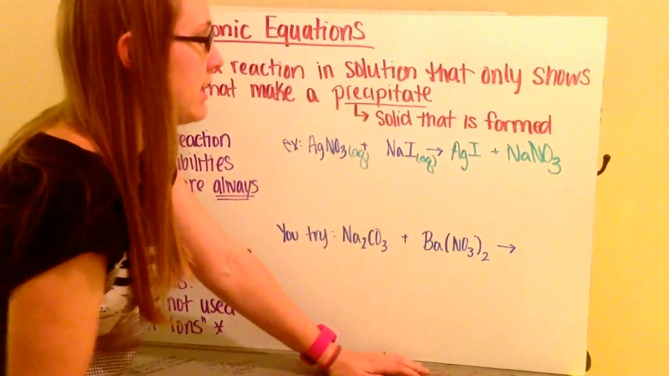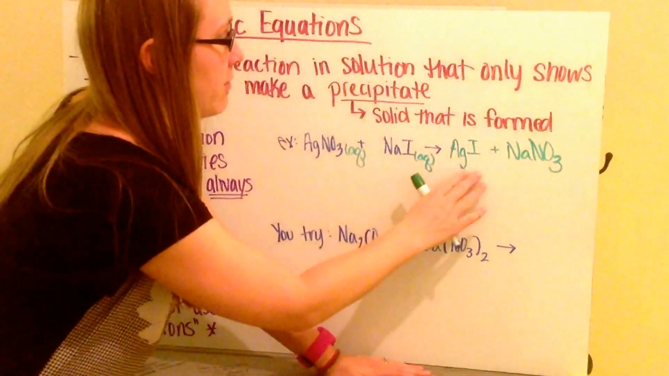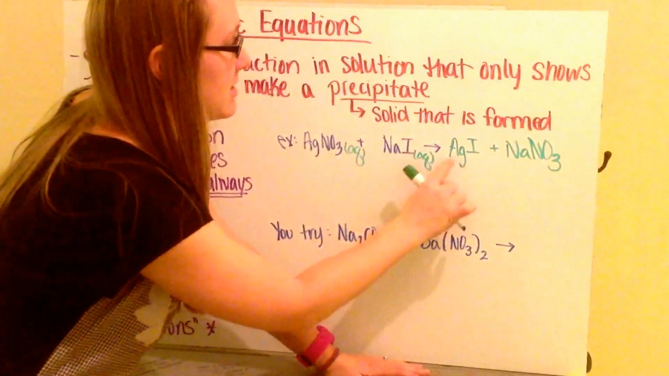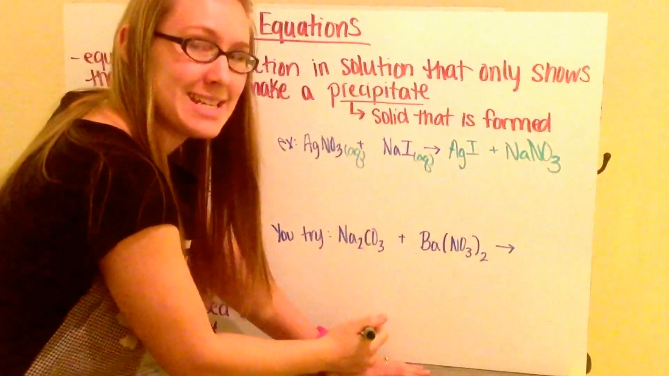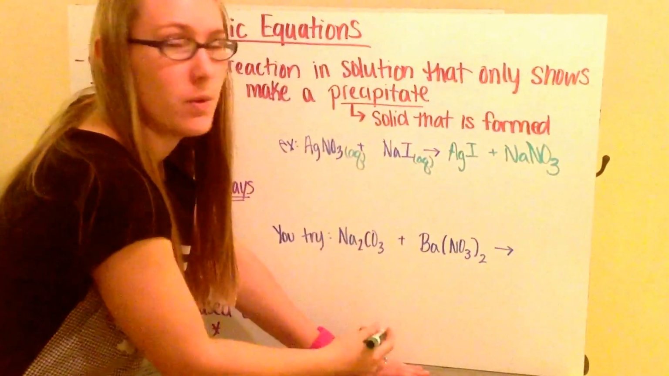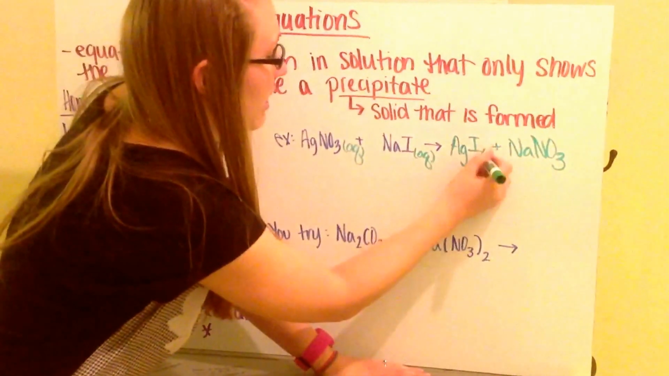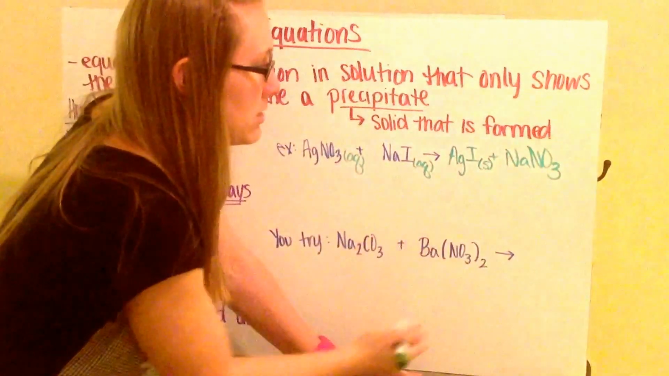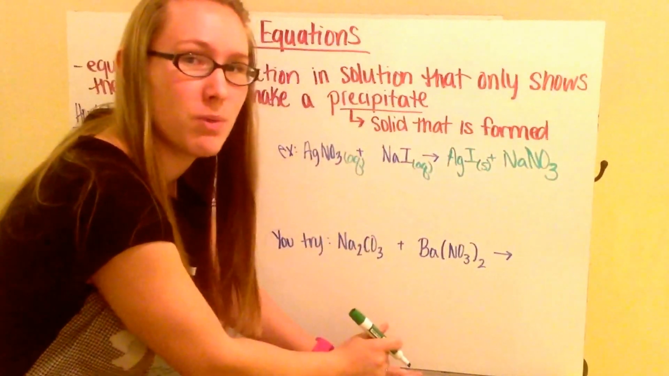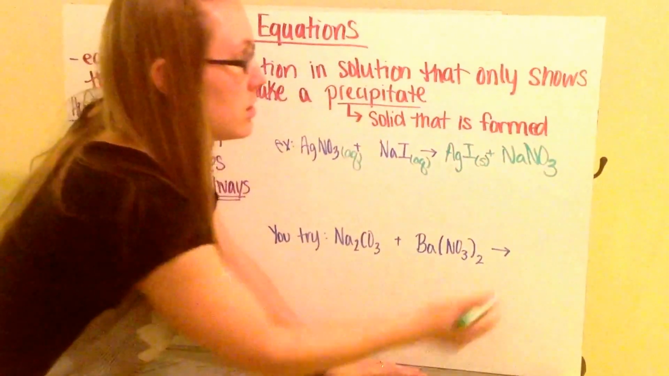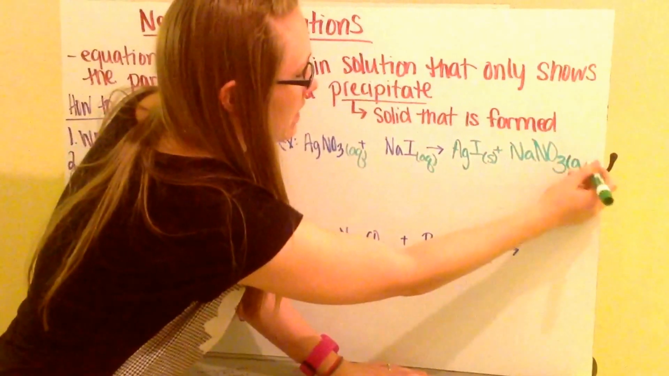Next, I go ahead and check the solubilities of my two products. I find that silver iodide is insoluble, which means that it is going to be a solid or precipitate. So after that, I write S for solid. Sodium nitrate, I find, is going to be soluble, meaning that it dissolves, dissociates completely in solution, so that's aqueous, AQ.